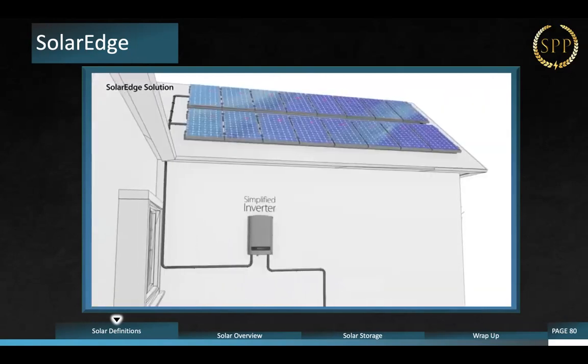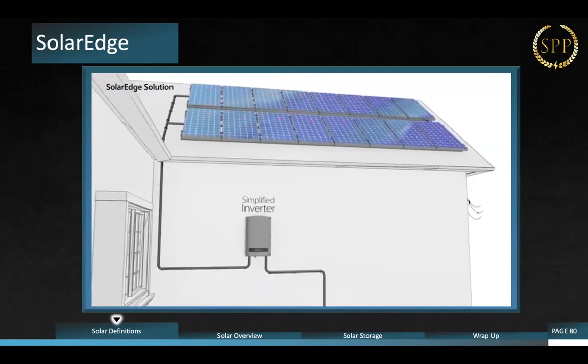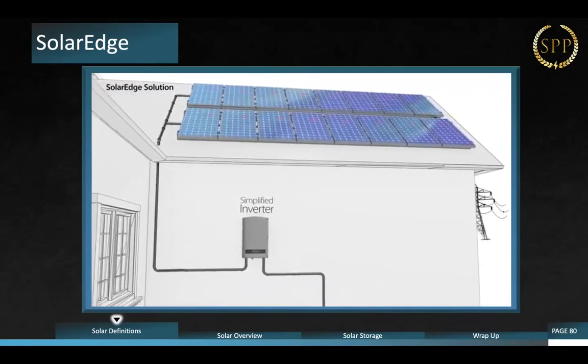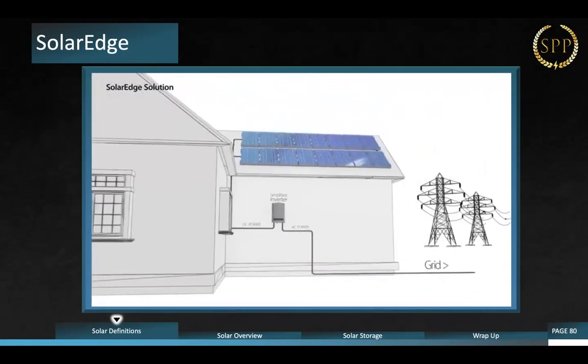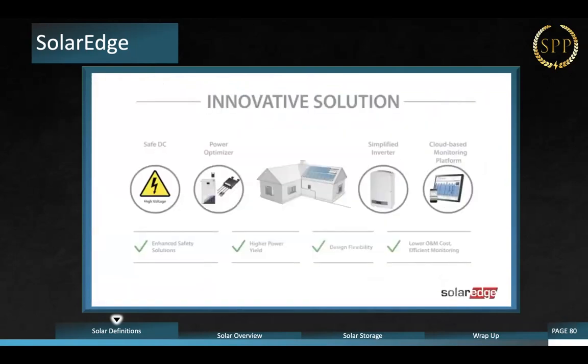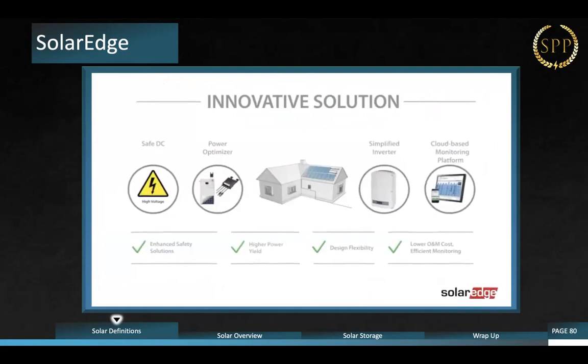The simplified inverter is installed similarly to a traditional inverter, but it is only responsible for DC-AC inversion and grid connection. Our solution includes 2 additional features: a panel-level cloud-based monitoring platform, which is accessible from any computer or handheld device, and an enhanced safety mechanism.